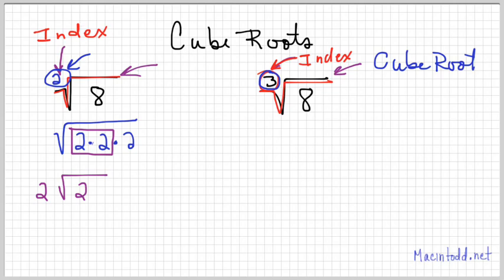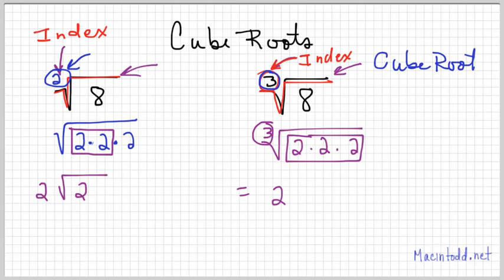Okay. On the right hand side, we want the cube root of 8. So I'm going to factor the 8 again. And this time the question is, what is multiplied times itself 3 times? So the answer clearly is 2. So that's just equal to a 2.